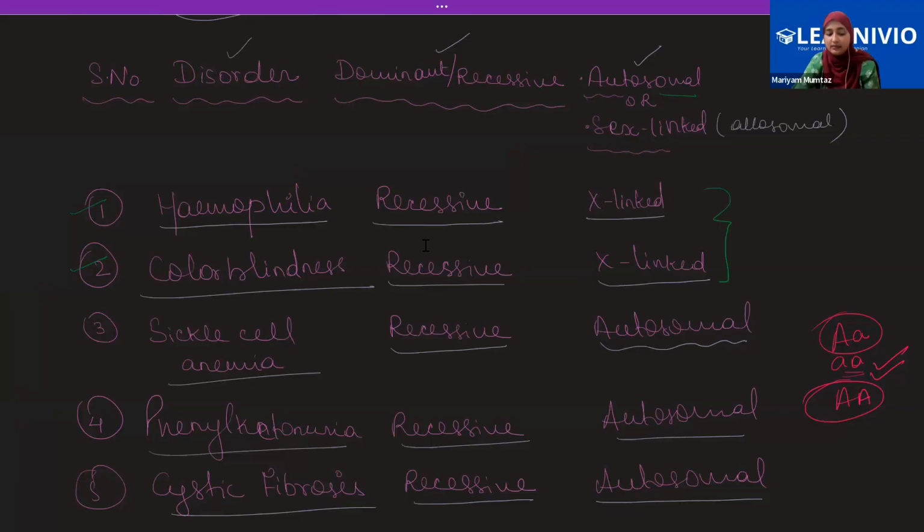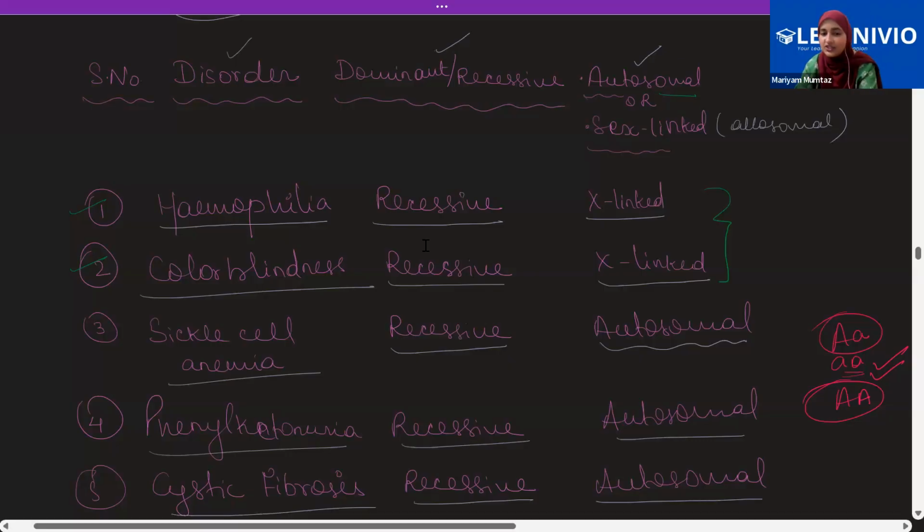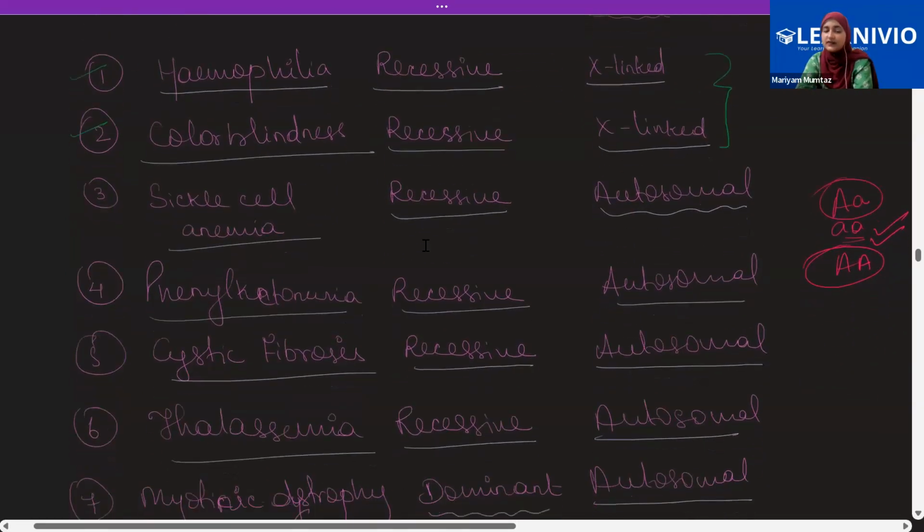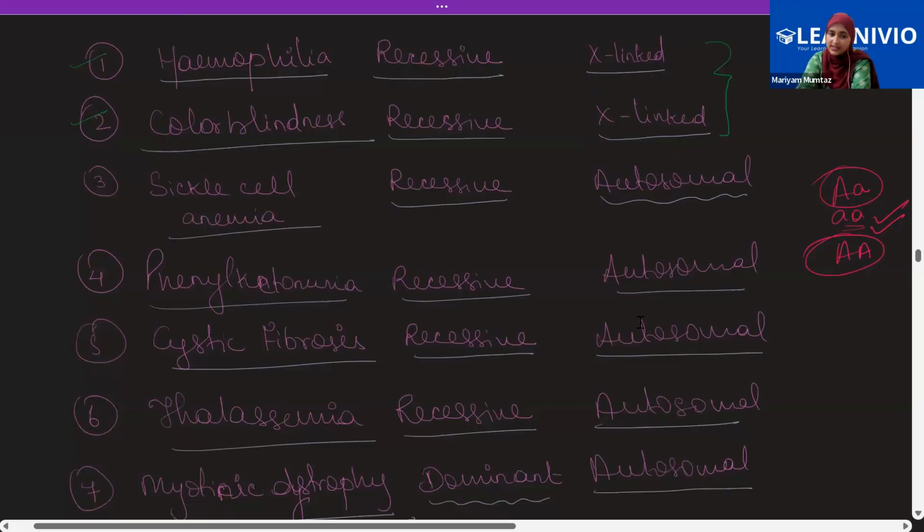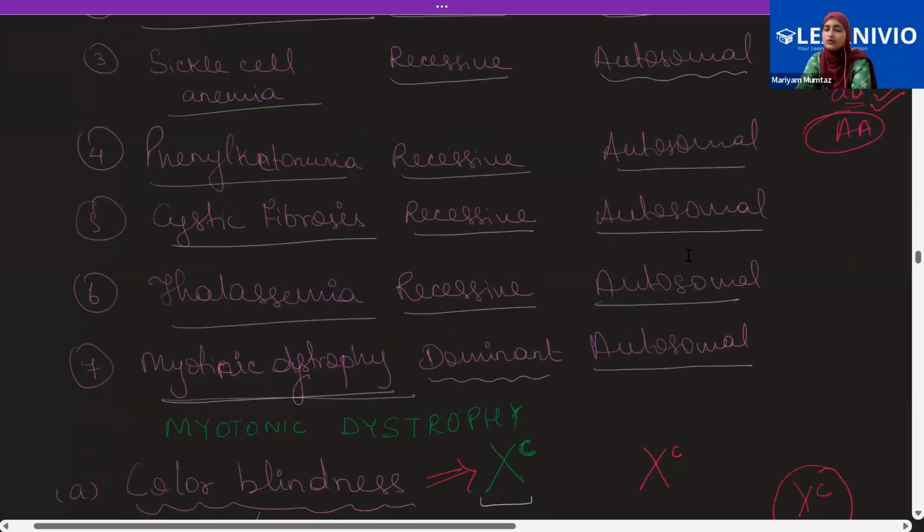Then comes sickle cell anemia. Sickle cell anemia is an autosomal recessive disorder. Autosomal means it is linked with the body cells and not the sex chromosome. And it is recessive, so it will be expressed in the homozygous condition and not in the heterozygous. Phenylketonuria is autosomal recessive. Cystic fibrosis is also autosomal recessive. Thalassemia also is autosomal recessive. But there is a disease called myotonic dystrophy, and it is an autosomal dominant disease.